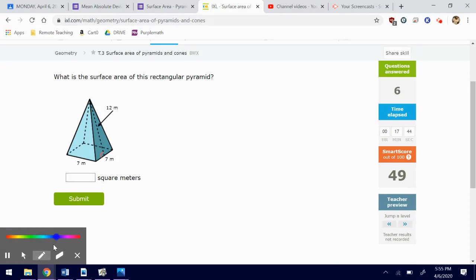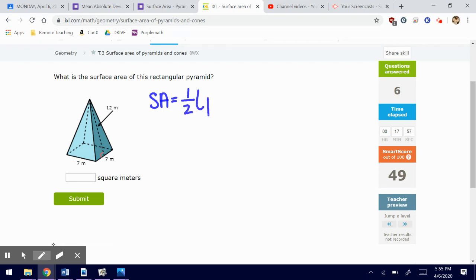So I'm going to look at my paper to remind myself of the formula for a pyramid, and I'm going to write it down. So it's surface area equals 1/2 LP plus a capital B. Okay, so I need to figure out what my L, my P, and my capital B are. So L is going to be the slant length. So that's from the top point down to the base, which they're calling 12. So my L is going to be 12.